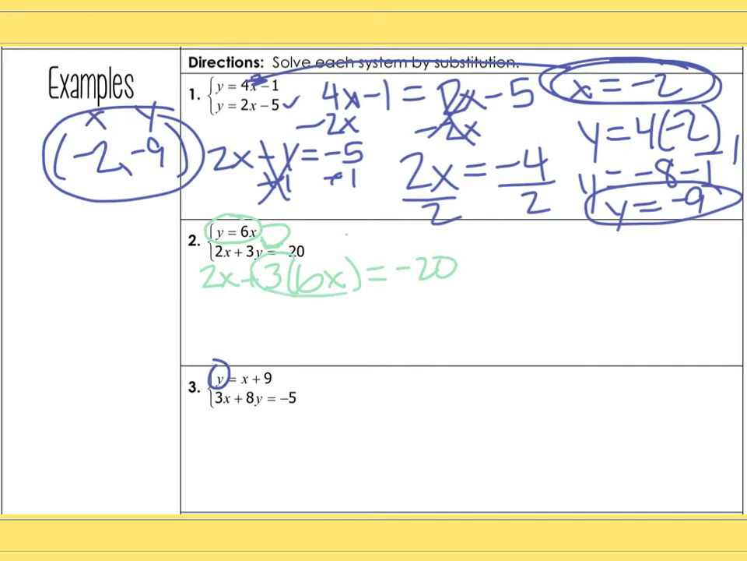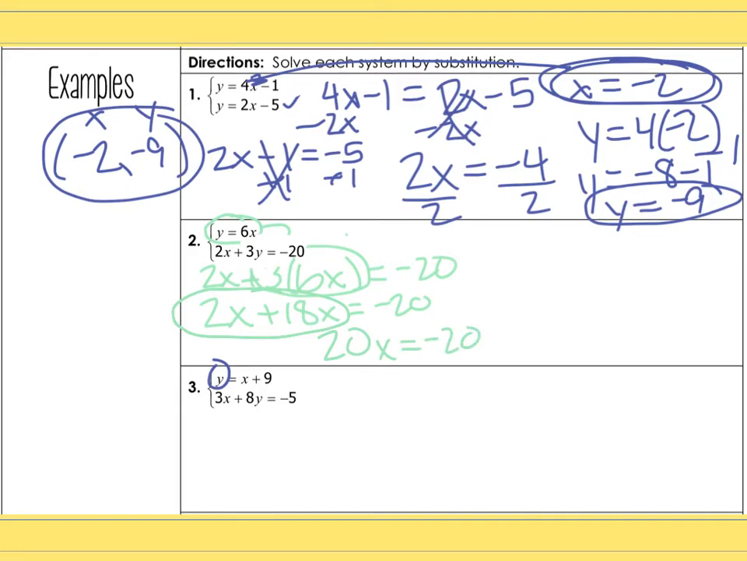Then I just do the multiplication here. 2x. 3 times 6x is 18x. This equals negative 20. And I kind of want to check just to make sure that I wrote that down right. Yes, it is negative 20. So then, next step, combine like terms. And that means I get 20x equals negative 20.